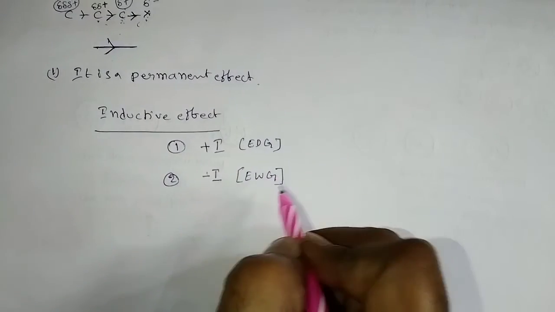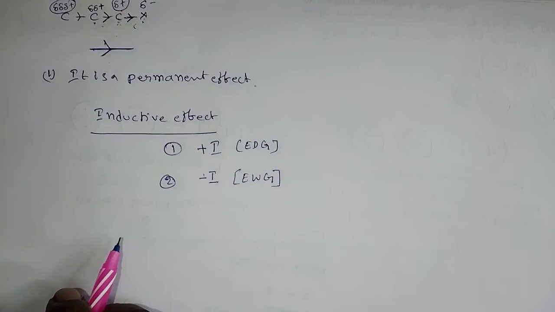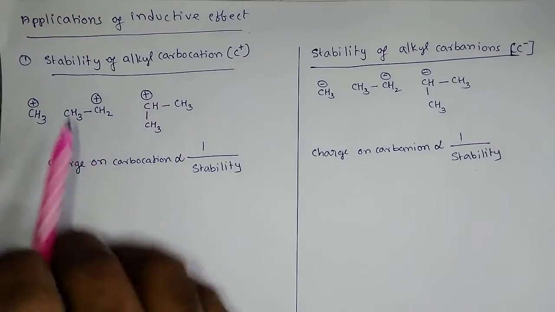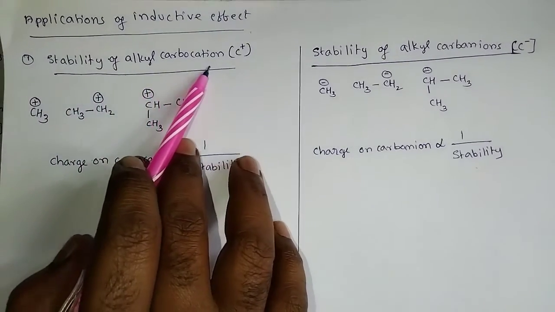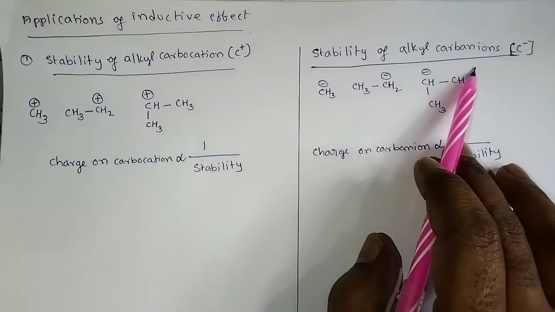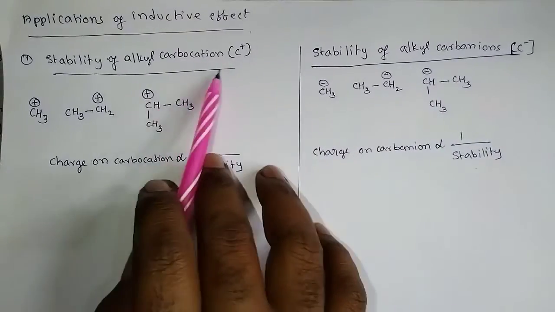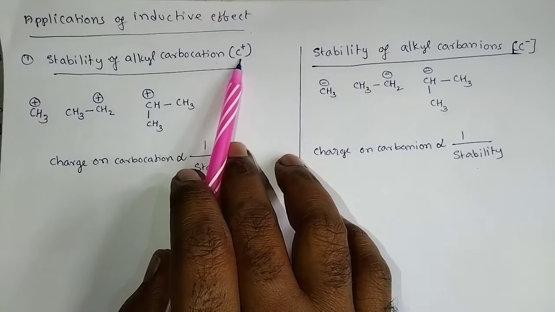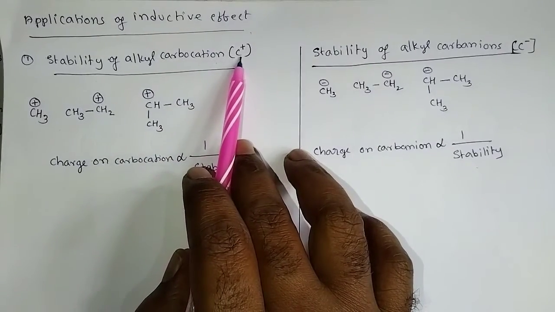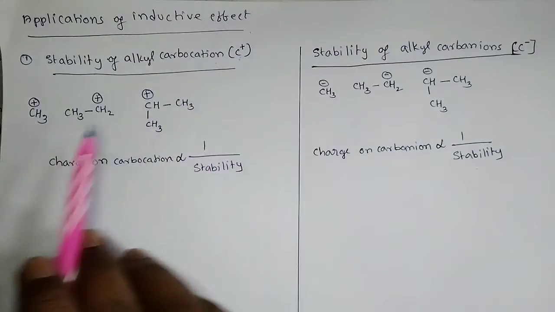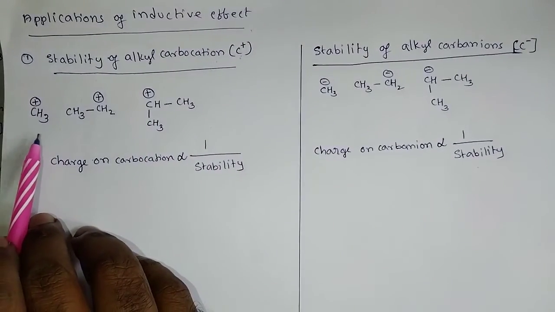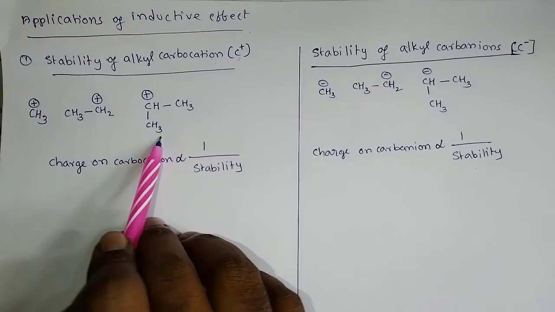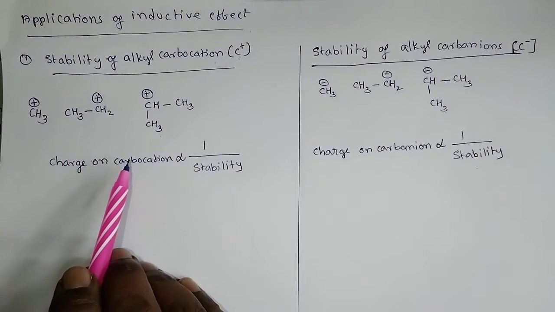Now let us see some applications of inductive effect. The first application is stability of alkyl carbocations. Carbocations are denoted by C plus, meaning the carbon has fewer electrons. Here I have mentioned a primary carbon and a secondary carbon. When you see the stability order, you need to follow one trick.